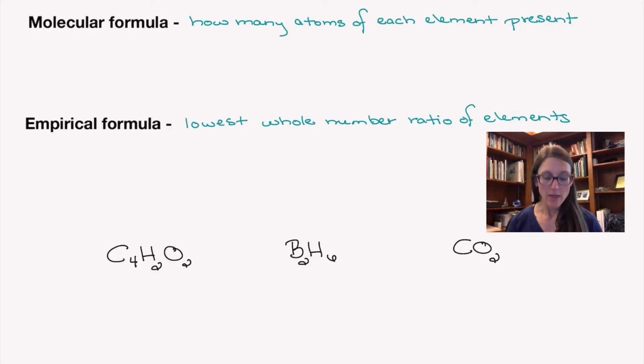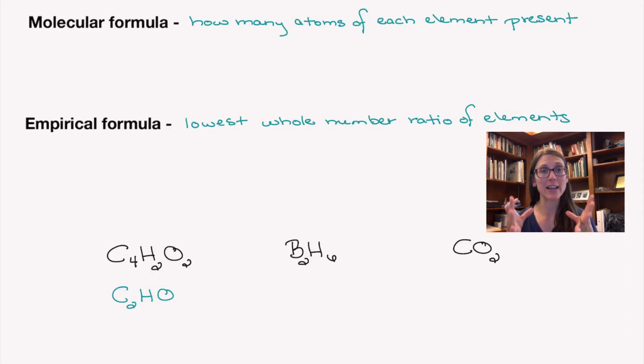The compound C4H2O2, that's its molecular formula. It tells me there's 4 carbons, 2 hydrogens, and 2 oxygens in every molecule of this particular chemical. The empirical formula is the lowest ratio. 4 to 2 to 2 is the same as a 2 to 1 to 1 ratio. Its empirical formula is C2HO. Same elements, same ratio.